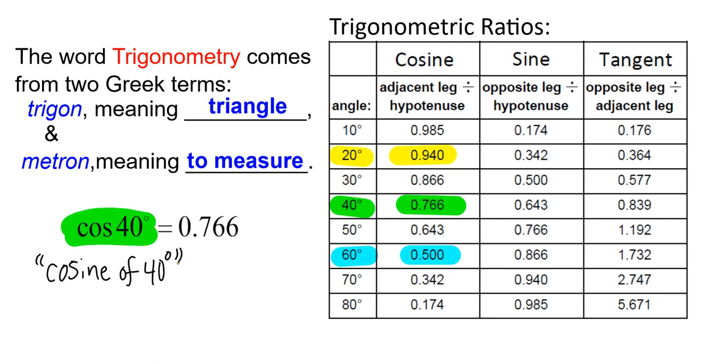So if I was talking about tangents, I might say that the tangent of 50 degrees is equal to, and on my chart that happens to be 1.192.